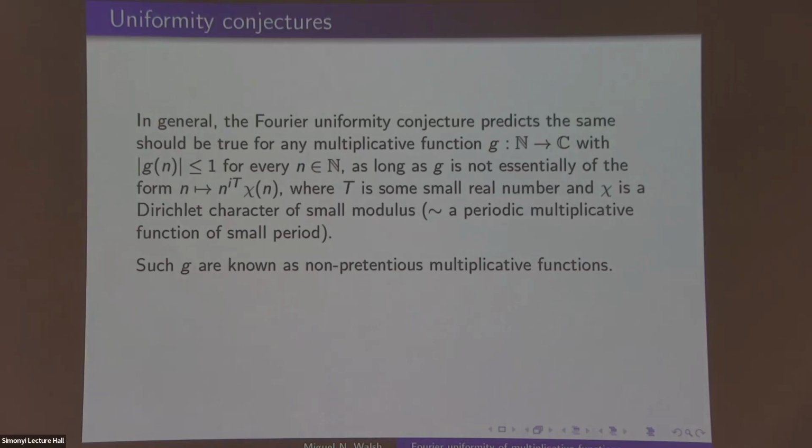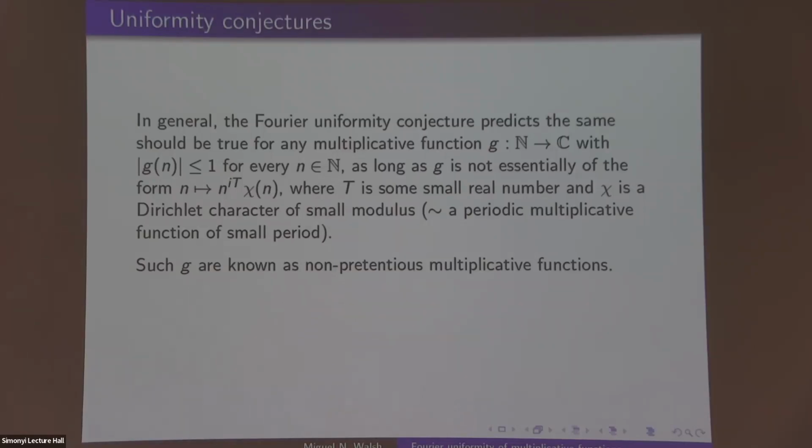The condition that we need is that, well, g is bounded. One. And all these things that we've been discussing should hold as long as g is not essentially of the form n to the it chi of n, where t is some small real number and chi is a Dirichlet character of small modulus. So you can essentially think about it as a twisted periodic multiplicative function of small period. And these functions that are of this form have a name. They are non-pretentious multiplicative functions. It was a terminology introduced by Granville in some direction around 20 years ago.